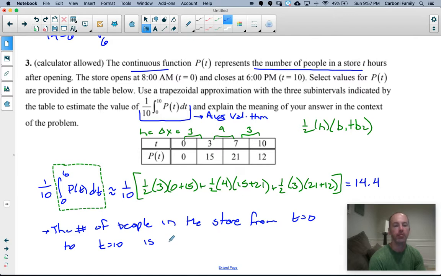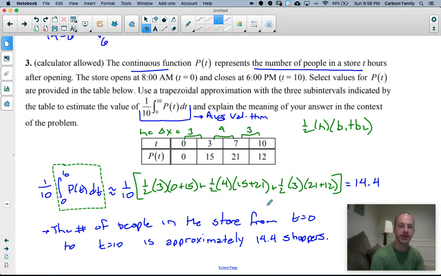is approximately, because a trapezoidal sum does not give you the exact answer. We had to do an approximation method. So the average number of people in the store is approximately 14.4 shoppers. And so I have used units. I've restated all the numbers. I restated the answer and I restated the time intervals. And that would be a good explanation for this question.